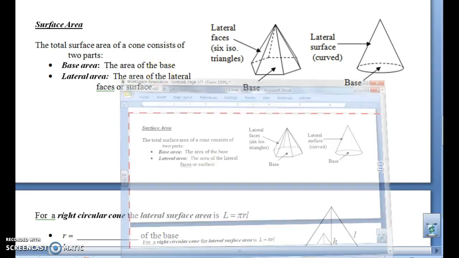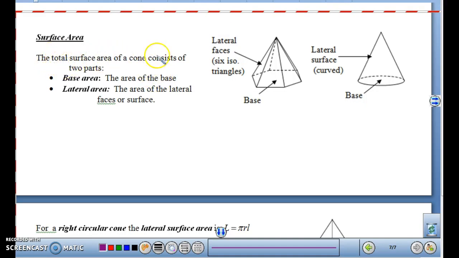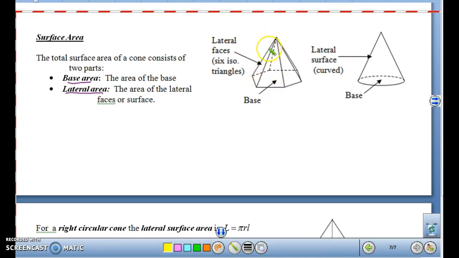Okay, we can also do surface area of cones. Surface area is basically the covering, the outside and the bottom if you want to. The total surface area of a cone consists of two parts. You have the base area, which would be the area of the base here. All right, so the base down here is a circle, this one is a hexagon. And then the lateral area is the area of the lateral faces or surfaces. So on this hexagonal pyramid, each of the faces is an isosceles triangle, and there's 6 of them because there's one for each side of the base. You can see if I color in right here, that's one face like that. There's 6 of them going around.